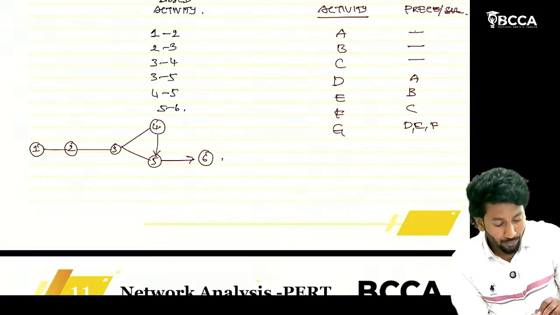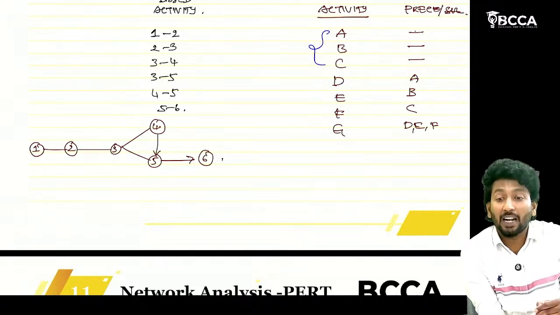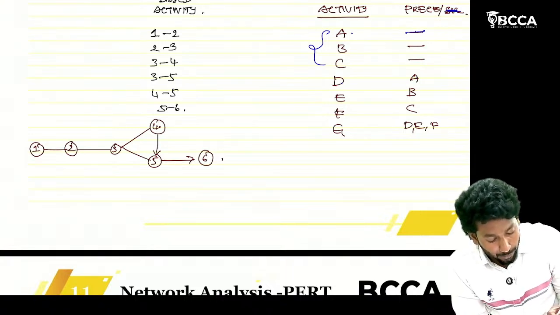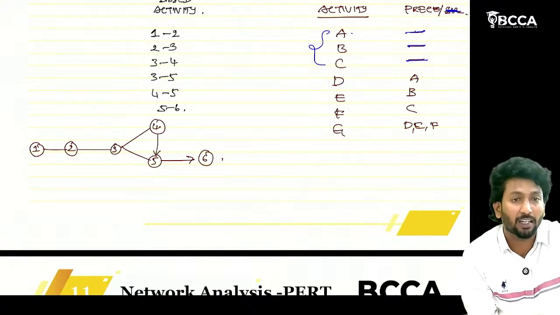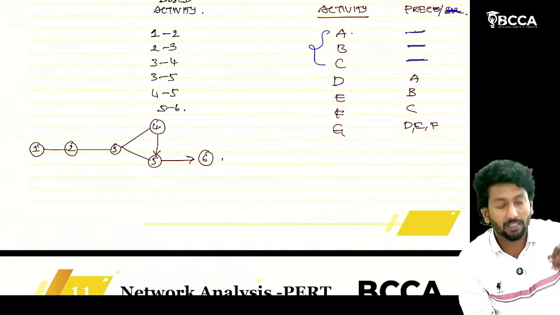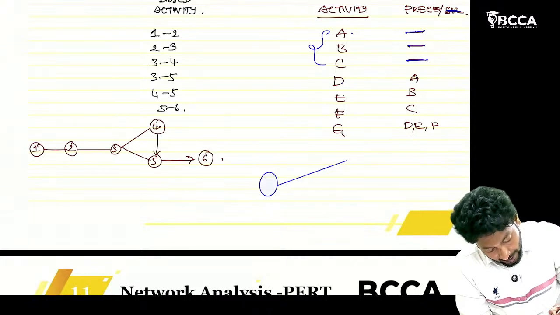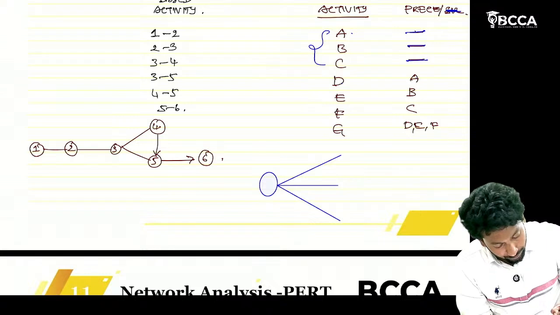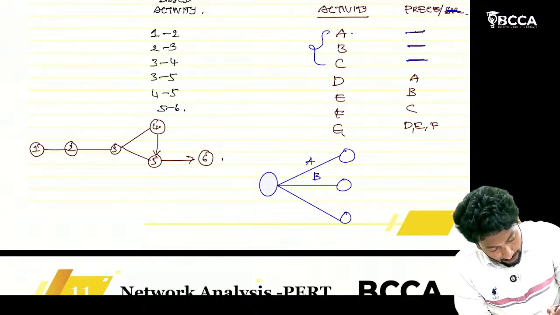Now, first of all we have to identify the starting activity. Here A has no preceding activity, B has no preceding activity, C also has no preceding activity. That means A, B, C can be started on the spot simultaneously. So take an event and from that starting event split three activities like this: A, B, C.